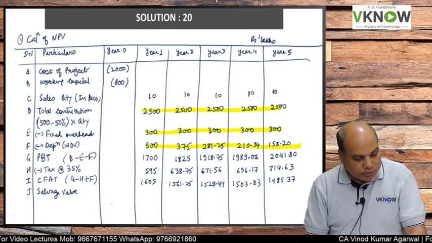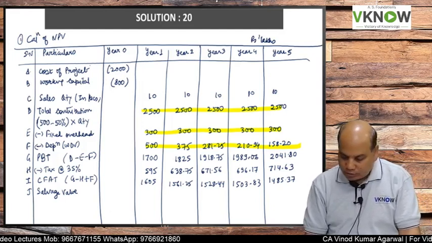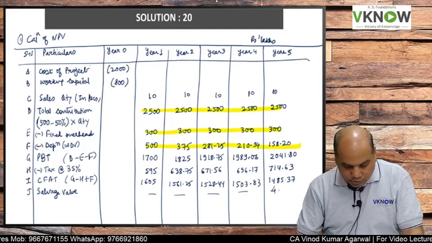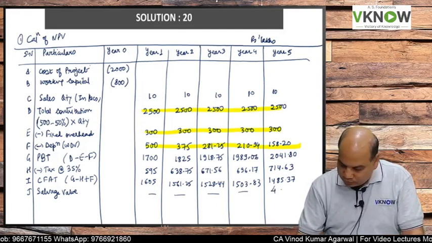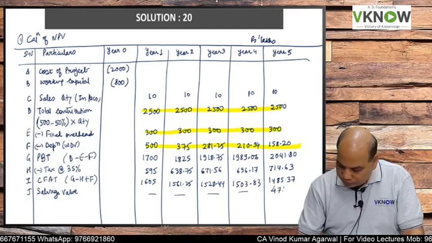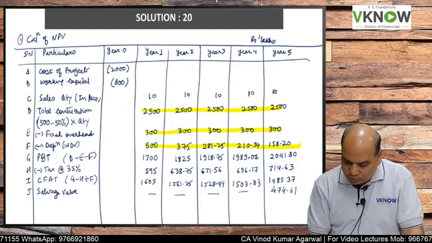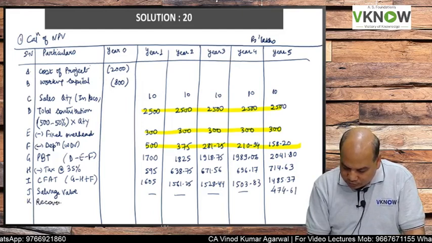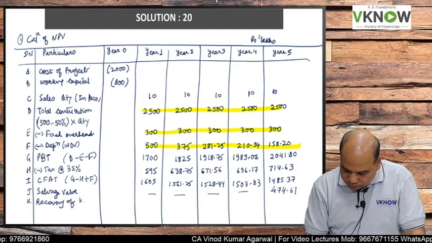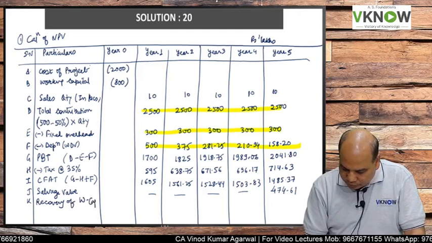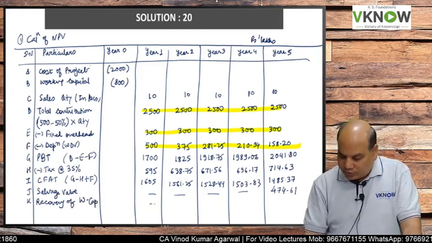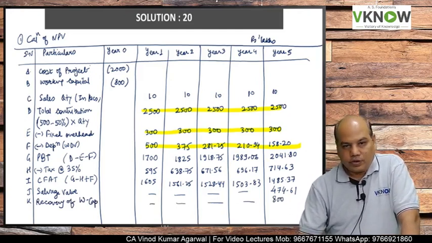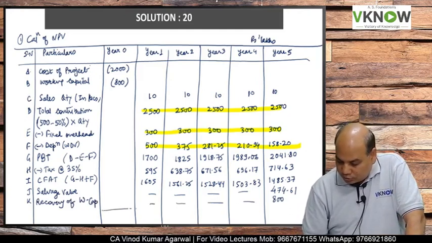So the salvage value of the project is given. Yes, sir. 474.61. Which year? This year. That is 474.16. Yes, that is in the last year. One more point, right? K, recovery of working capital. This 800 will be recovered here. Is that right? Yes, sir. Now you draw a line first.